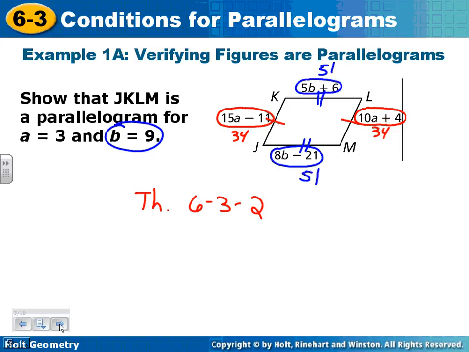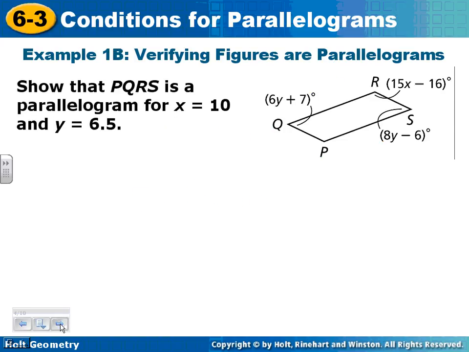Let's look at the next one. Show that this quadrilateral, PQRS, is a parallelogram. X is 10, Y is 6.5. Let's do the X is 10 part first. So if I put a 10 in there, that's 15 times 10, 150 minus 16, 134.